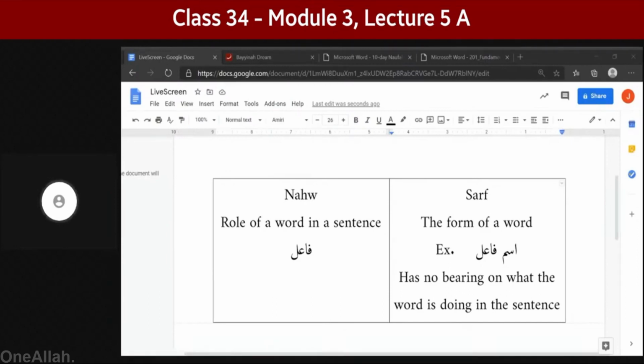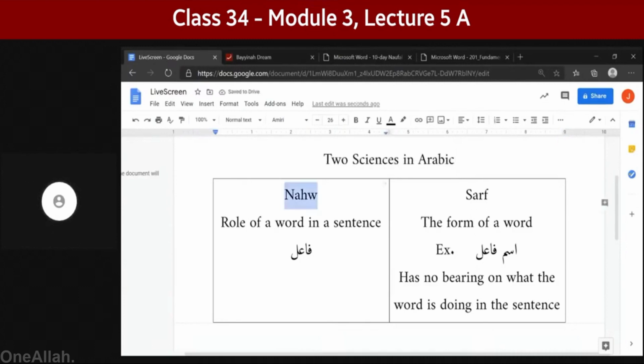Can I please explain once more? Okay, I'm going to explain this part once more and then I'll move on to examples. So, again, these are two separate sciences. Two sciences in Arabic. There's Nahu, there's Sarf. And when it comes to the vocabulary regarding Nahu and Sarf, the vocabulary of Nahu focuses on what a word is doing in a sentence. The vocabulary in Sarf focuses on the word itself. What is the word? Not what is it doing in a sentence? How does it relate to other words? Just what is the word? Okay?